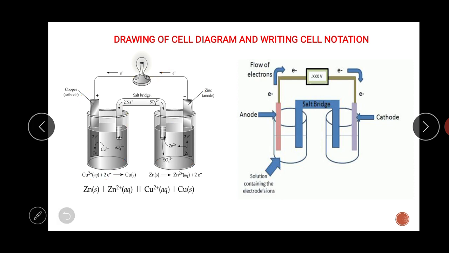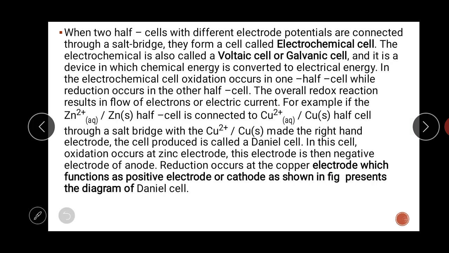Now, the electrochemical cell is also called a voltaic or galvanic cell. It is the device in which chemical energy is converted to electrical energy. I told you that what a cell does mainly is to convert chemical energy to electrical energy.